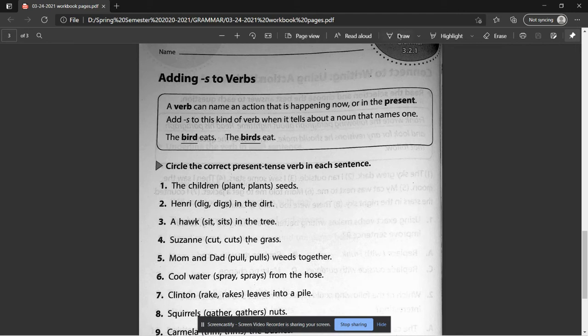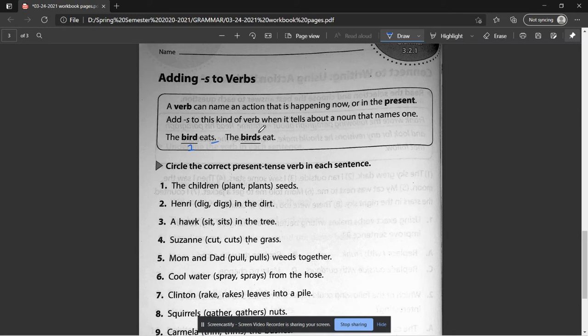Do you guys see the difference? Let me use my pen. The bird is only one bird, right? Eats. You have the verb eat and it ends with the letter S, right? But if you look over here, birds, it ends with what? With the letter S. So that means that I have more than one bird. I have multiple birds, right?